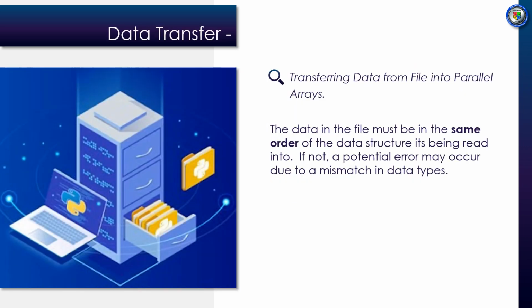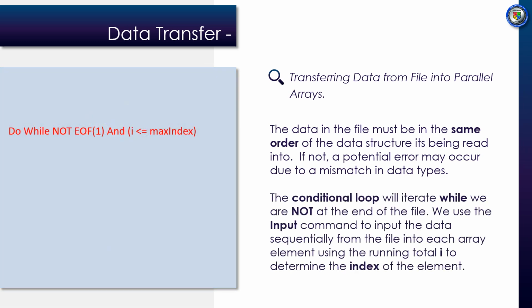Let's look now at transferring data into parallel arrays. The data in the file must be in the same order of the data structure it's being read into. If not, a potential error may occur due to a mismatch in data types. We'll look at an example of some code.